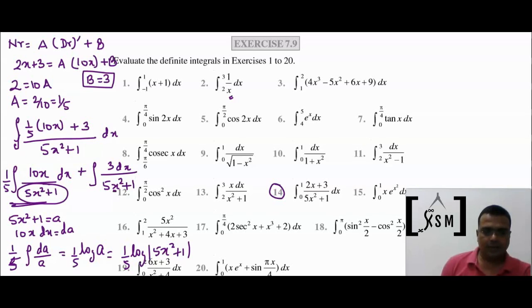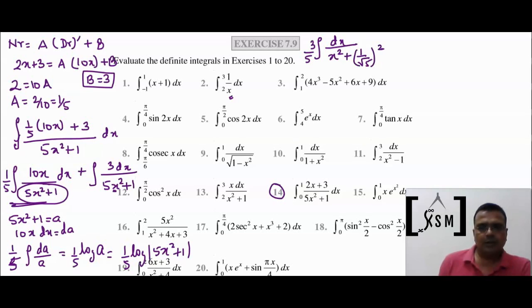So I'm just making x square alone by taking 5 common out. So see, I'm doing it. 3 is constant and it is dx over 5 taken out common, so we get x square plus 1 over 5, and that I will write as 1 over root 5 whole square. Correct? And if you remember, it is actually of the form dx over x square plus a square, which is 1 over a tan inverse x over a. So I am using that.